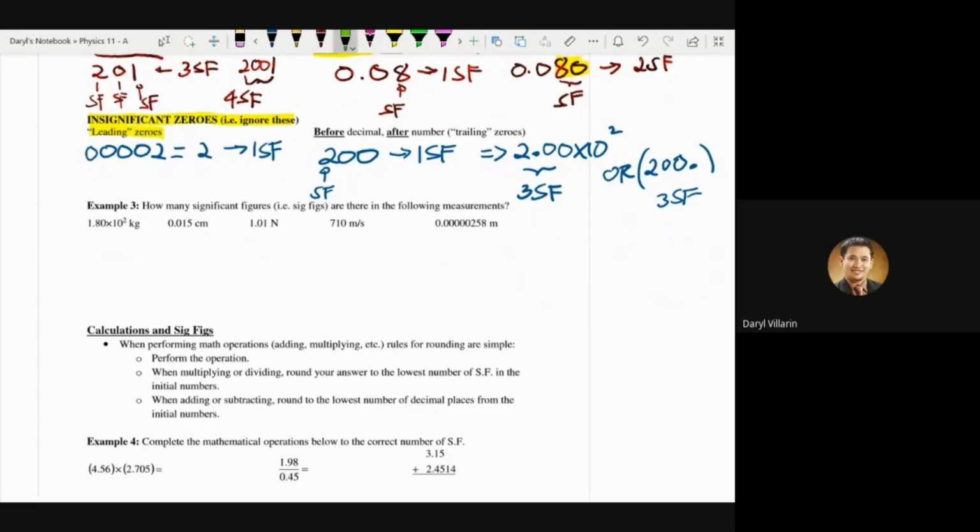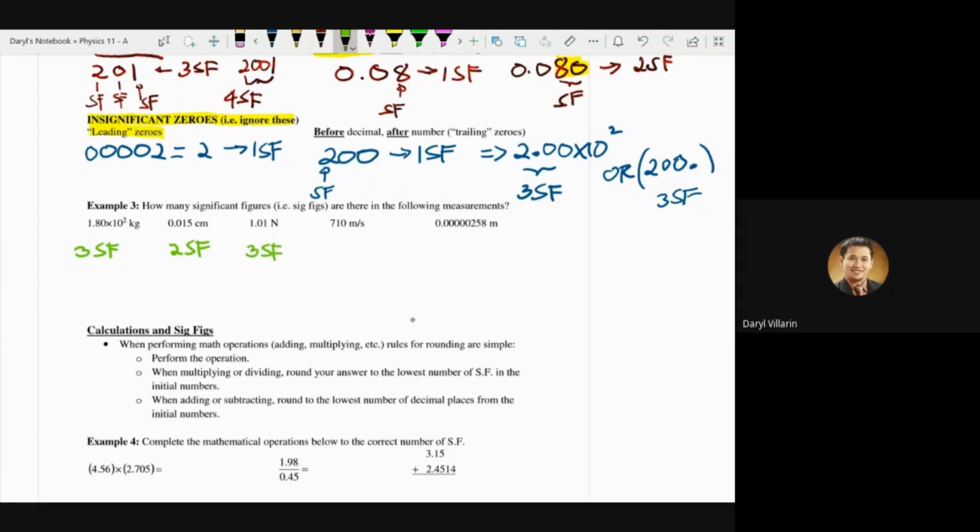So let's say for the first one, 1.80 times 10 to the power of 2. How many significant figures with this one? Significant figures. 0.015, again, the leading zeros here are insignificant. So the significant is just the 1 and the 5. So two significant figures. And then you have 1.01. Again, you have in between two non-zero digits, even though you have a decimal point there. So therefore, you're going to count the 0 as significant. So this is three significant figures.